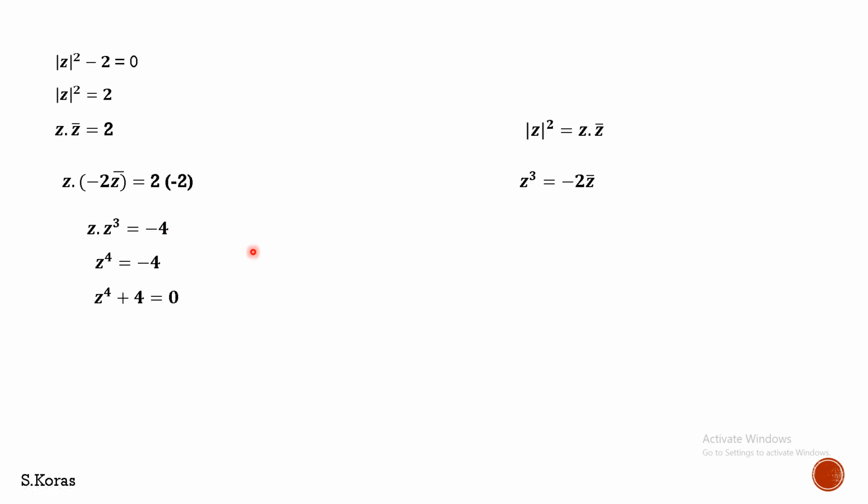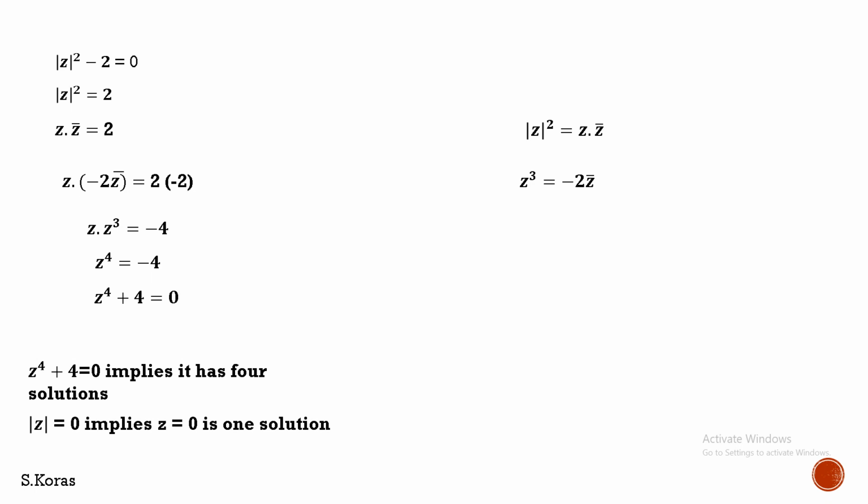Right? If you see, the power is 4. The degree of the equation is 4. Hence, we'll surely have 4 solutions for this equation. Already for modulus of z is equal to 0, we received z is equal to 0 as one solution. So, if you consider these two, there are 5 solutions. Here 4 and here 1. So the total solutions are 5.